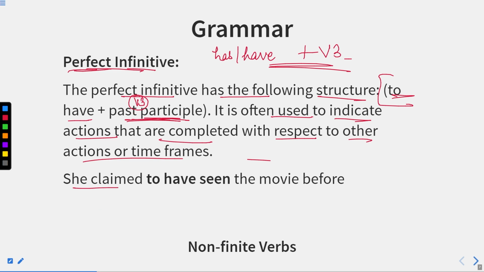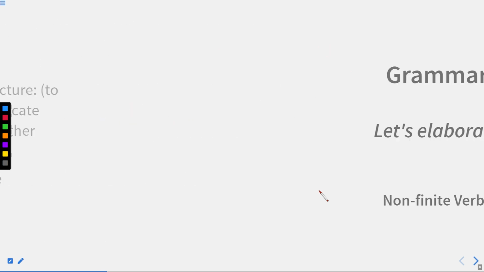For example, she claimed to have seen the movie before. It means she claimed that yes, she has seen this movie before as well. She claimed to have visited this place before. Maybe we have not seen her visiting this place, but she claimed that she has visited this place before as well. So to have seen, to have visited, these kinds of structures are known as perfect infinitive. I hope you understood this. Now let us move forward.